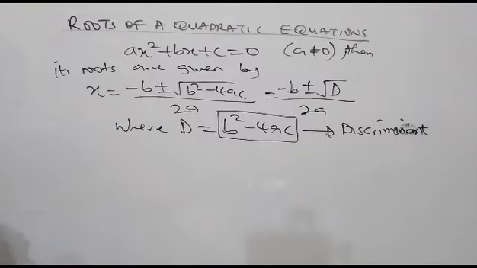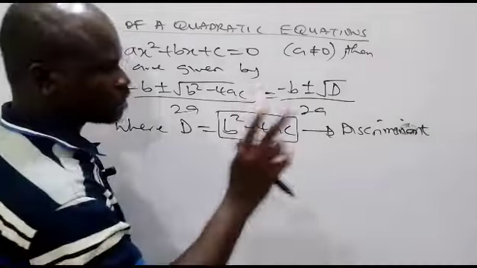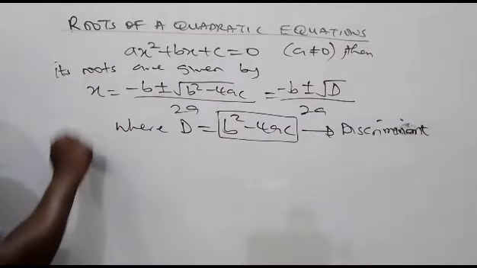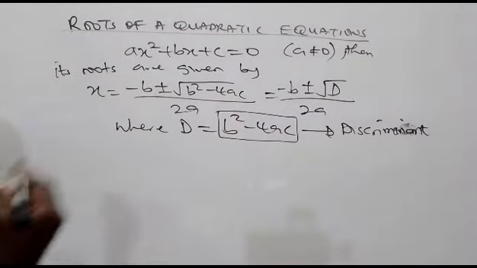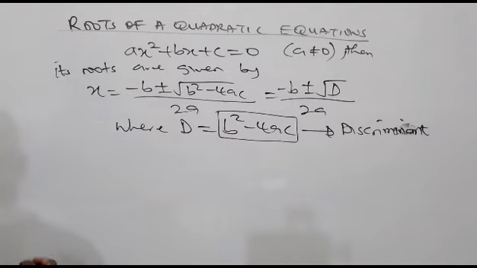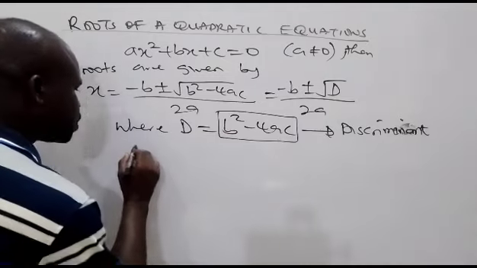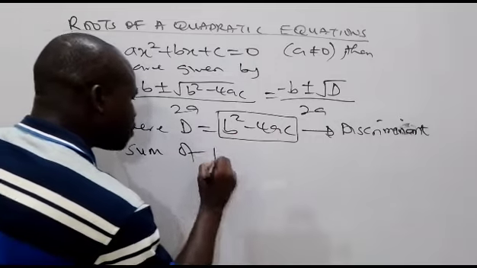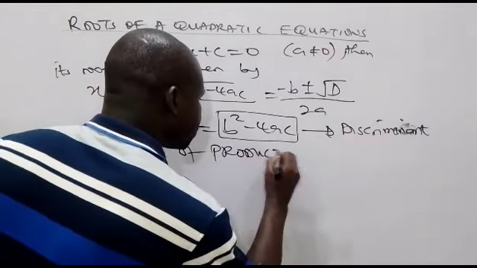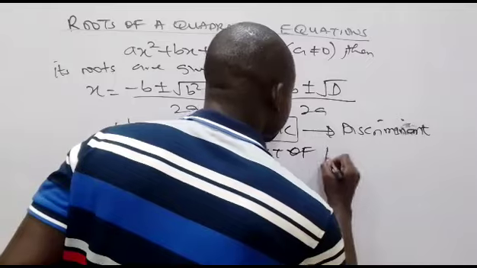Then what we are trying to say now is that if you have the two roots of a quadratic equation, can we generate that quadratic equation? The answer is yes. How do we do that? We have to know the sum and product of the roots. So that will take us to the sum and products of roots.